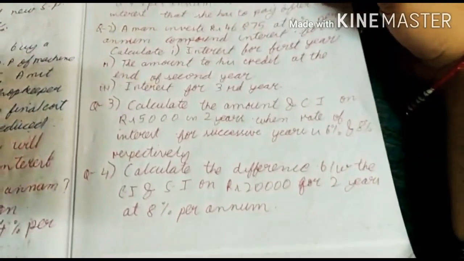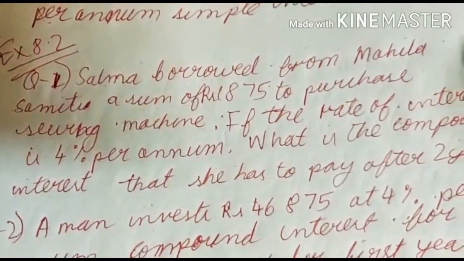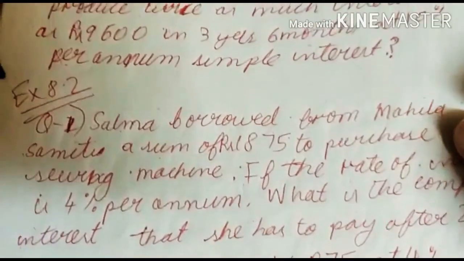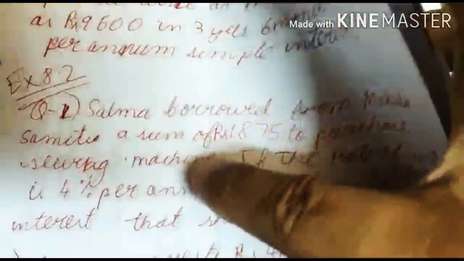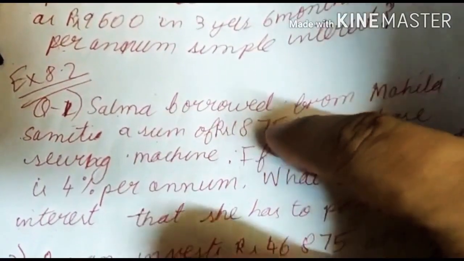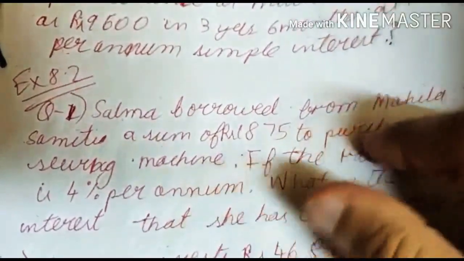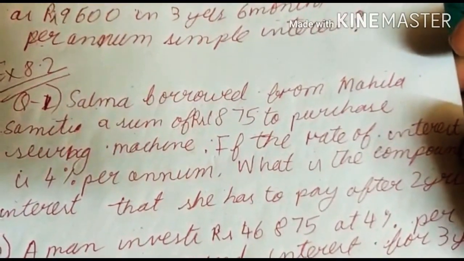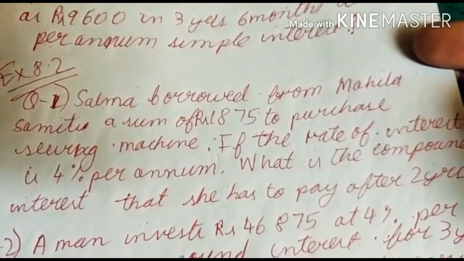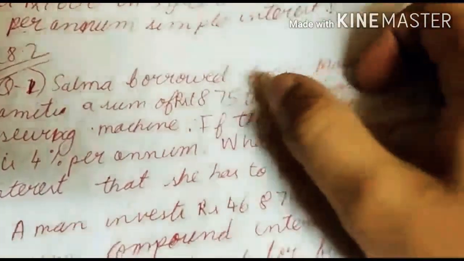We have to go through the questions of the second exercise, of which the first question is: Salma borrowed from Mahila Samiti a sum of rupees 1875. Sum is called principal, I have told you before. So principal here is 1875 rupees to purchase a sewing machine. If the rate of interest is 4%, what is the compound interest that she has to pay after 2 years? Time is 2 years, rate is 4%, principal is 1875.